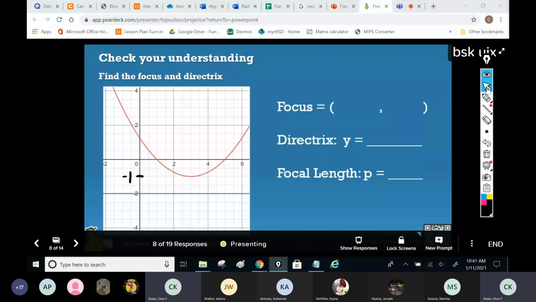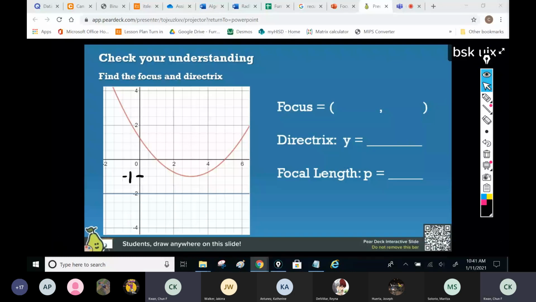All right, some of you guys are stuck. We're not talking about x-intercept, guys. Don't give me the x-intercept. And then some of you guys did it really fast, but you made really minor mistakes.